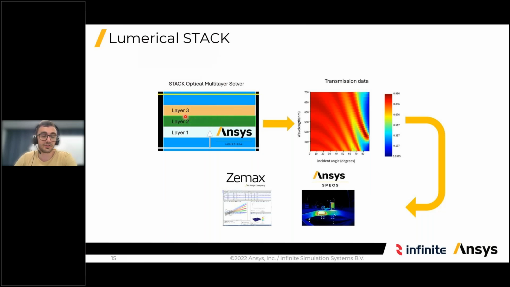So the condition is that all the individual layers must be homogeneous and must be the same in the transverse direction. So with the stack solver, you can determine the transmission and the reflection data of certain stacks that you have designed as a function of wavelength and incident angle. And this data can then be imported into SPEOS or Zemax, so you can work with it as a coating. So you can, for example, see what a windshield on a car looks like with a coating on it.